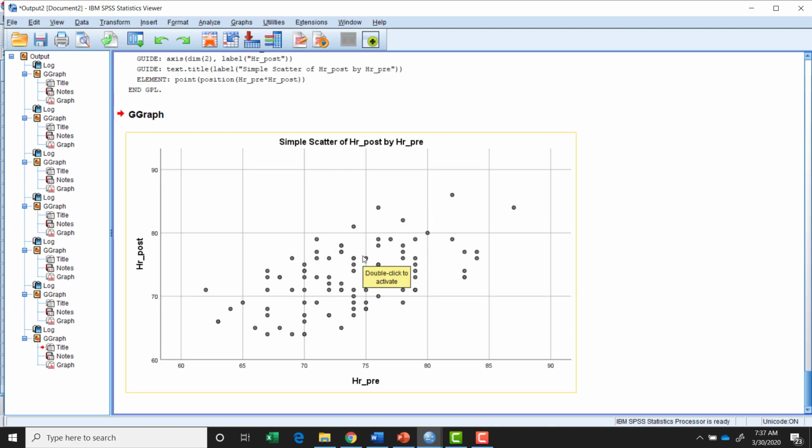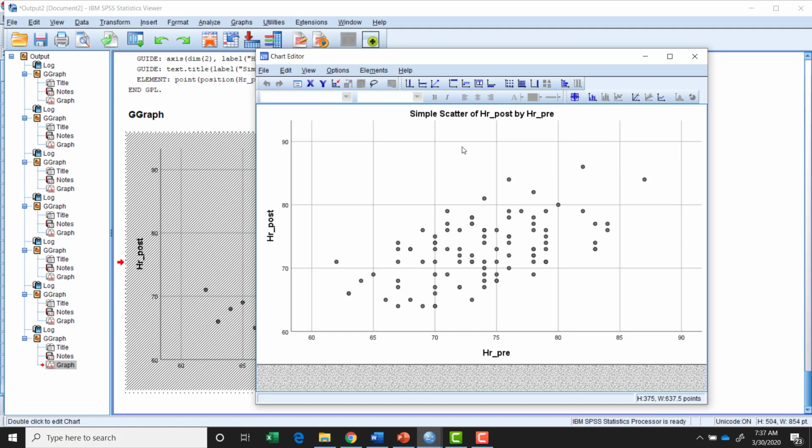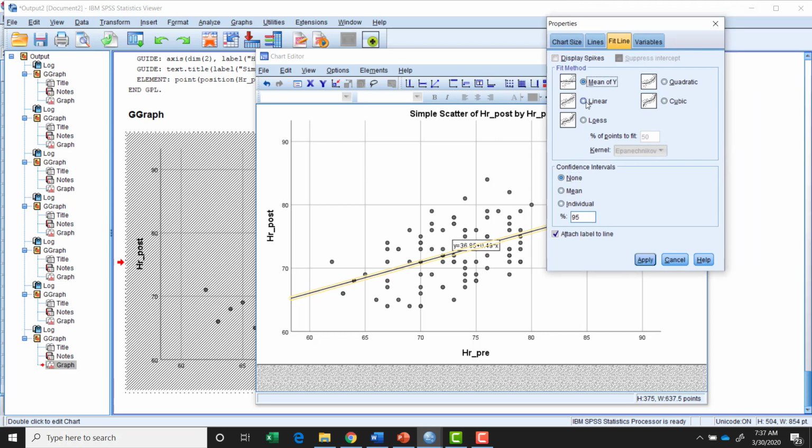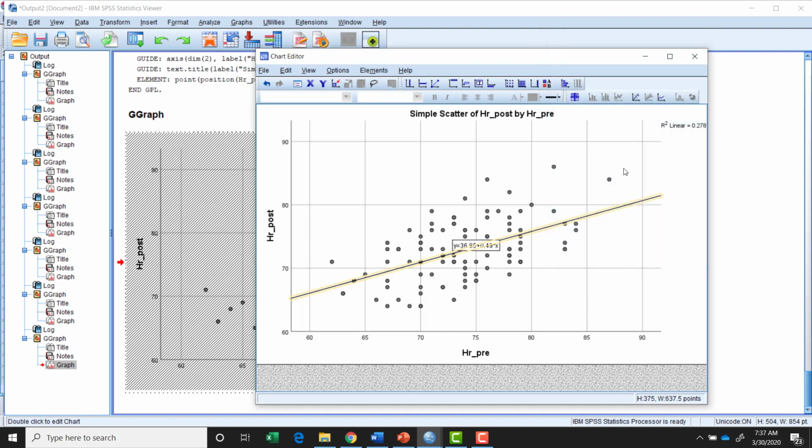Now we could double click on this, and we can see that there's this kind of correlation here between the heart rate pre and the heart rate post. So what we can do is actually add a little bit of a fit line to this. So we can go add fit line at total, and we could add a linear line and apply.